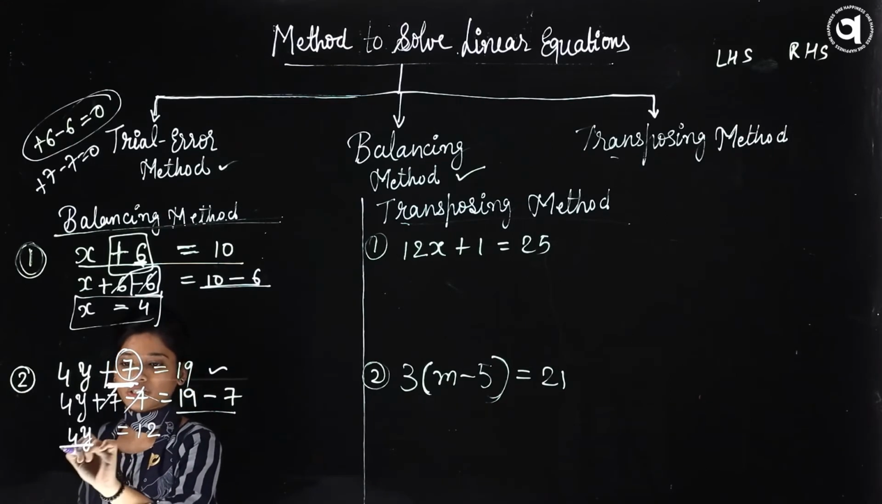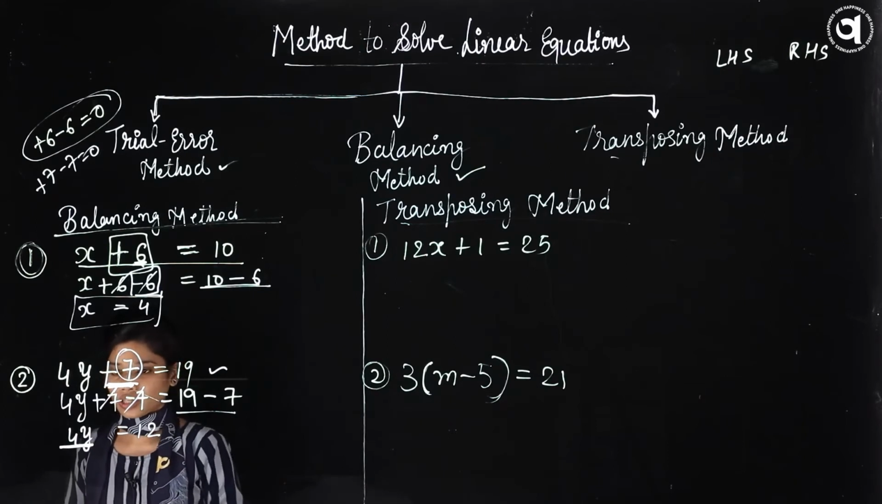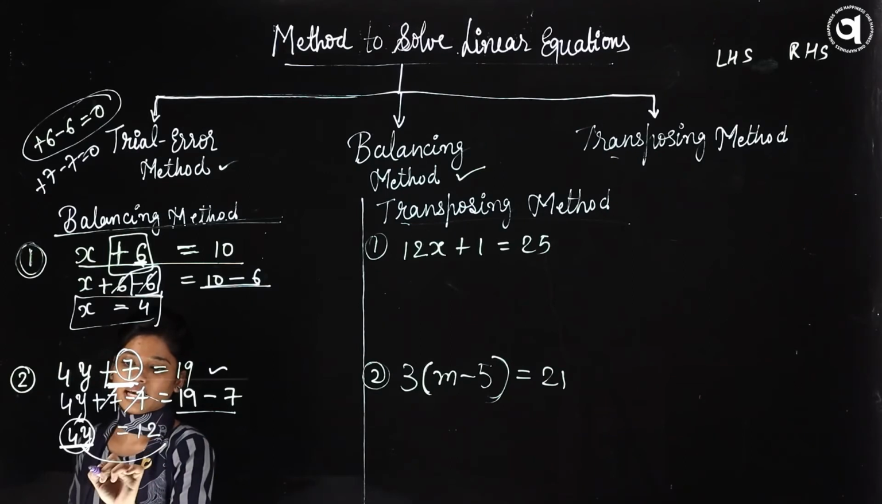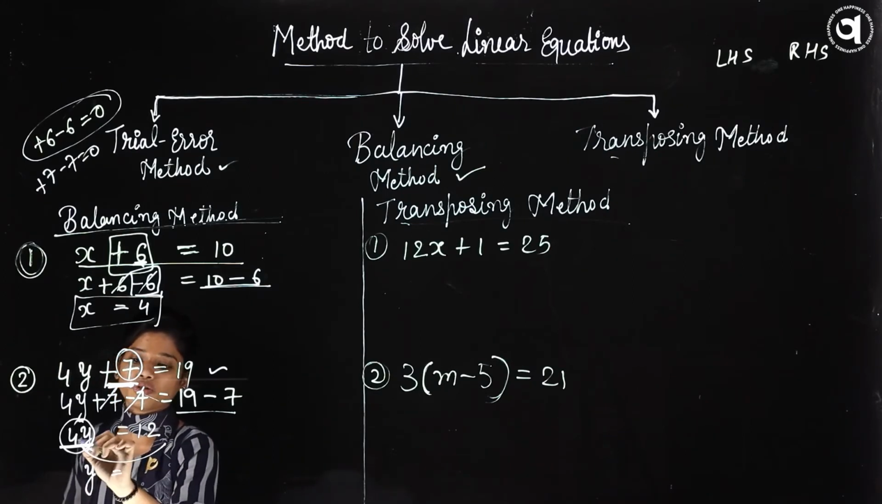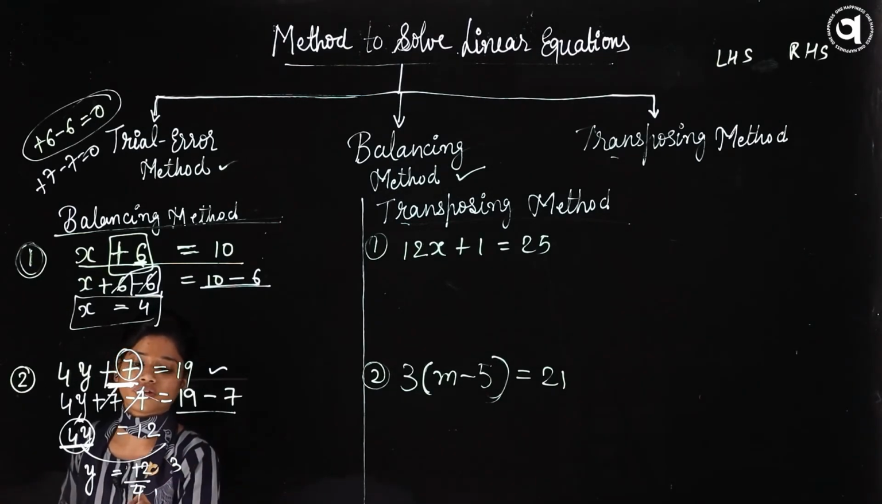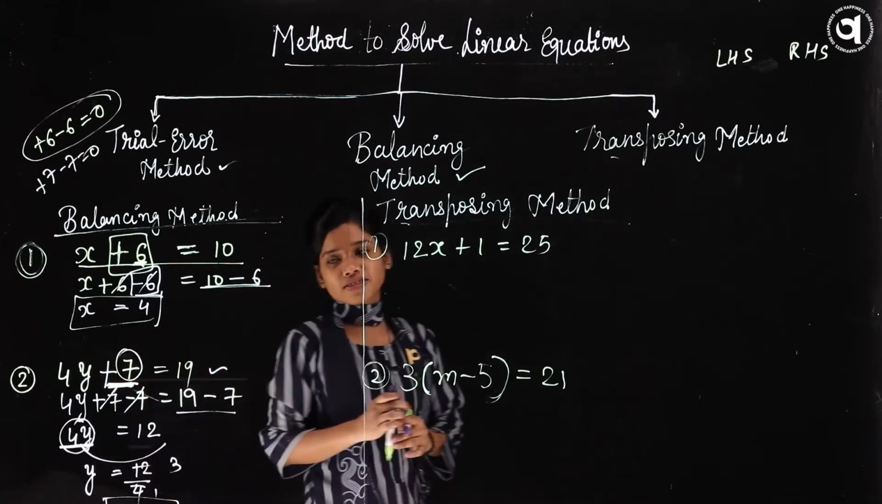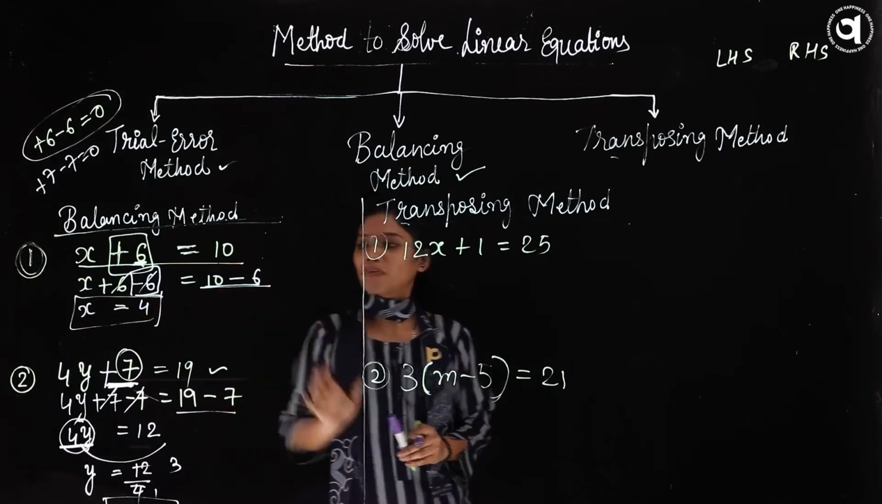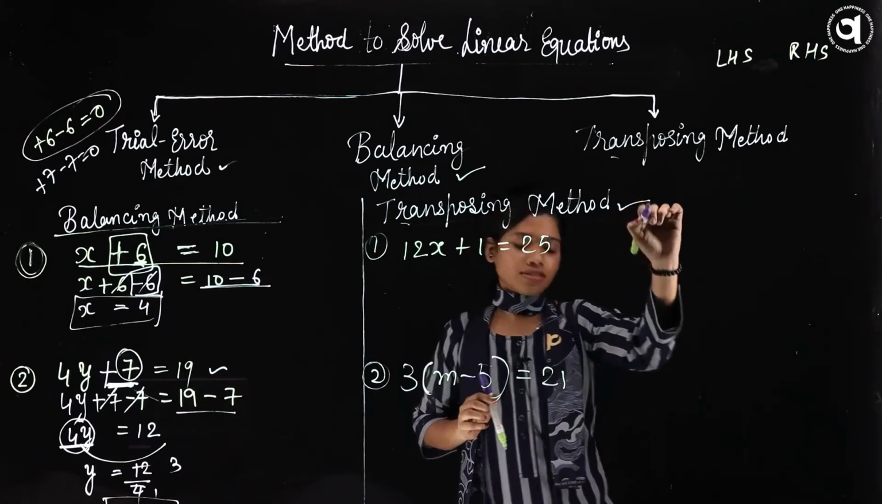Now again the equation is 4y is equal to 12. So this multiplication will become divide, that means y is equal to 12 upon 4. So what will you get as your answer? 4 ones are 4, 4 threes are 12. The value of y, you will get the answer 3. So this way you can do the balancing method by taking the same number on LHS and RHS with the opposite sign. The next is the transposing method.